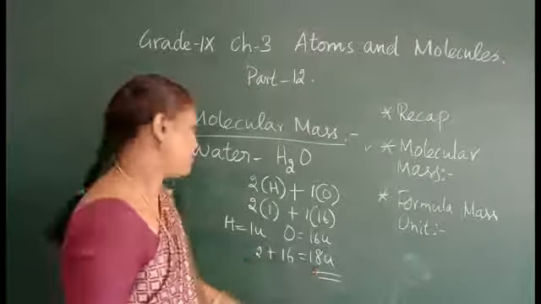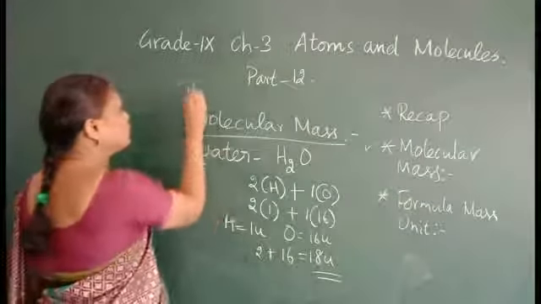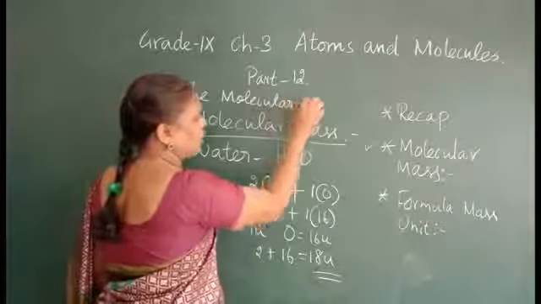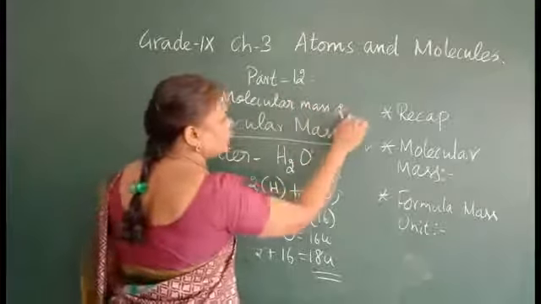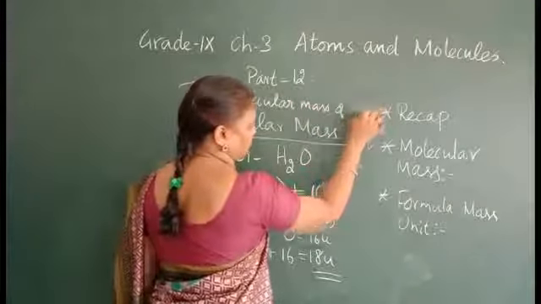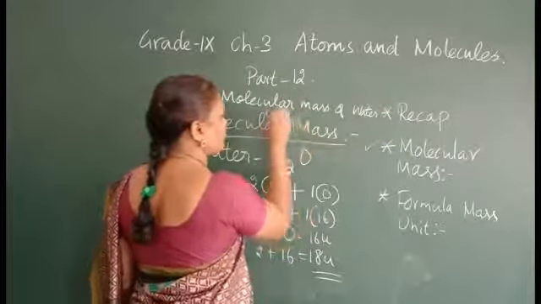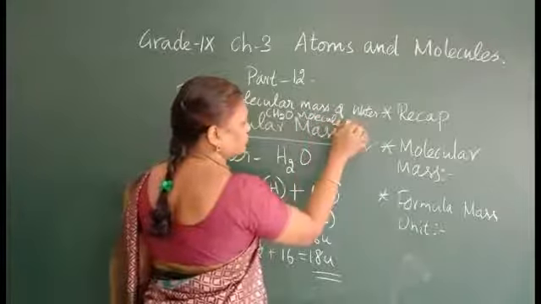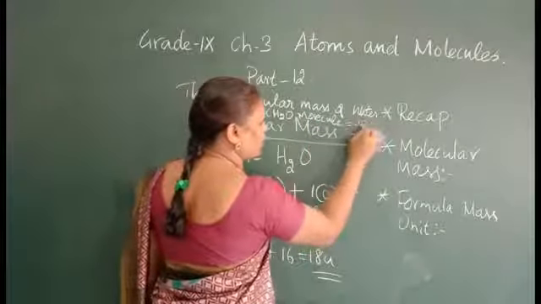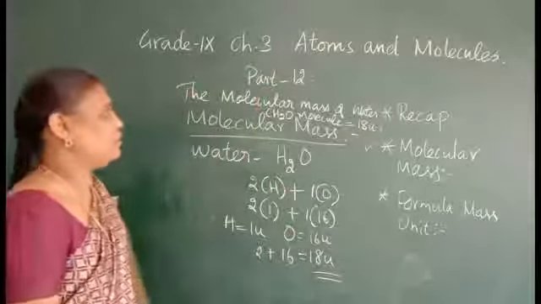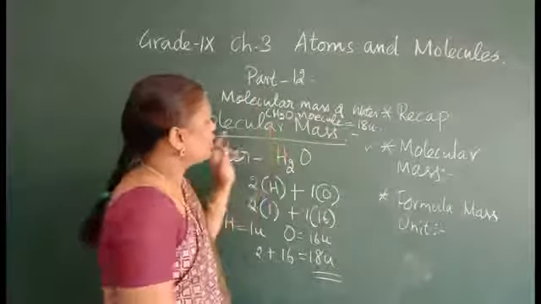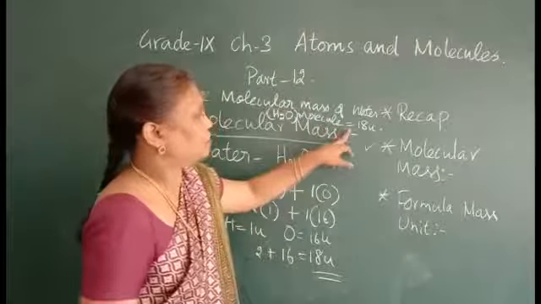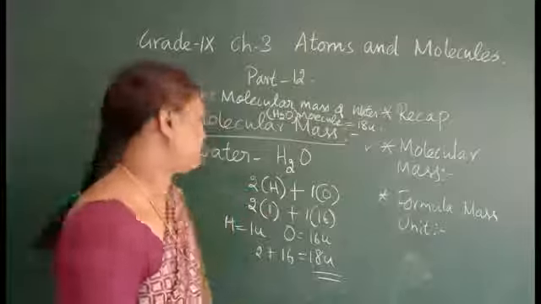That is the answer. Okay, the molecular mass of water molecule is equal to 18U. So the molecular mass of water, H2O, is equal to 18U. That is the answer.